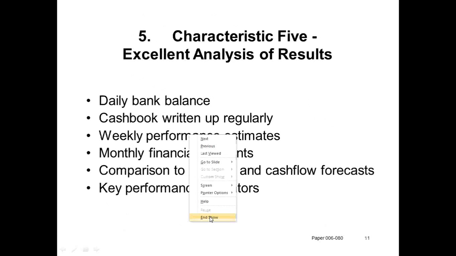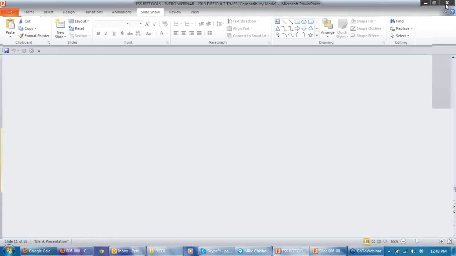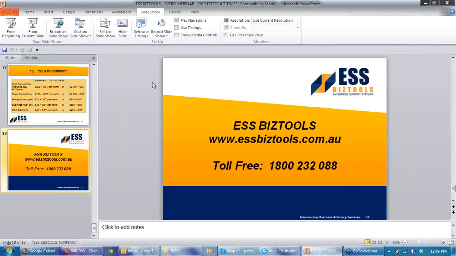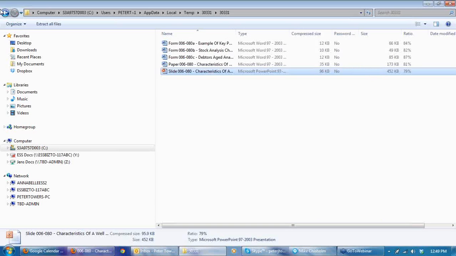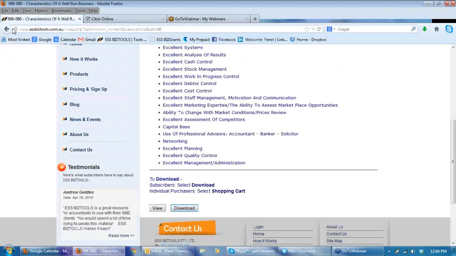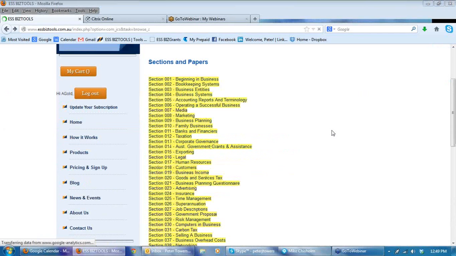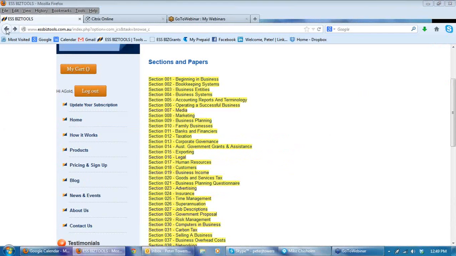So that's how the sections and papers operate. So that's a review of how ESS BIZTOOLS operates. We might just go on to, oh, I've forgotten seminars. So we'll just go back to seminars.